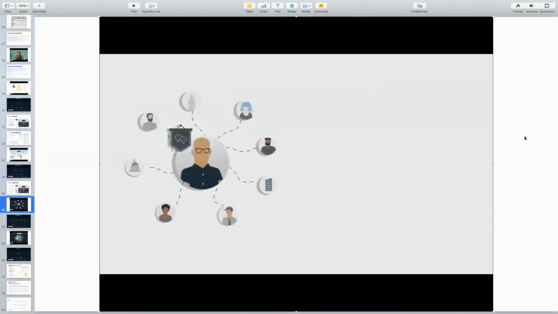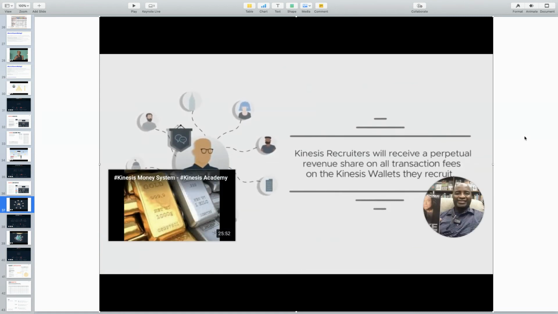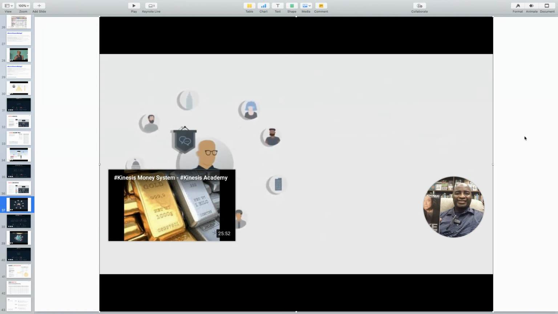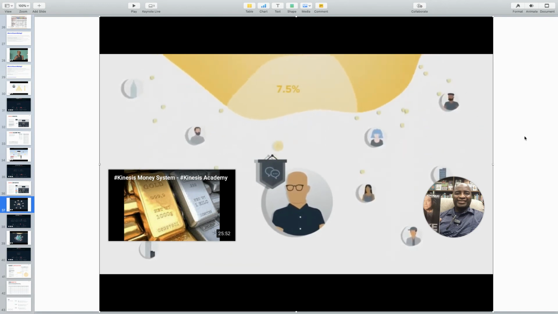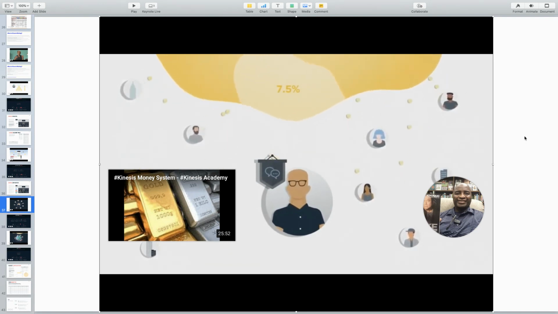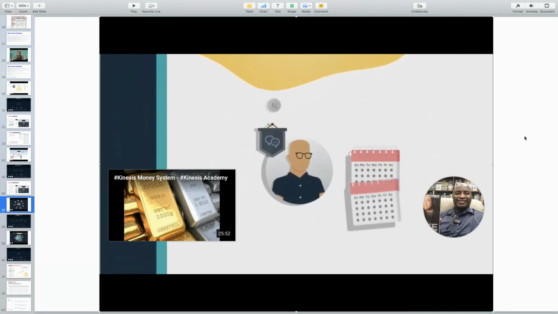Let's explore this simple example. Kinesis recruiters will receive a perpetual revenue share on all transaction fees on the Kinesis wallets they recruit. 7.5% of all the transaction fees accumulated from every person or company they've recruited will be given back to the recruiter. This is paid monthly and in gold or silver.